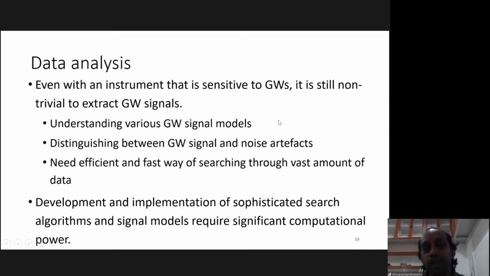For that, we have to understand what is the signal that we are looking at. So we need a good gravitational wave signal model, and we should also be able to distinguish between this gravitational signal and the noise artifacts. There are a lot of things that happen around the instrument that could also mimic a gravitational signal, so we should be able to identify and differentiate between actual gravitational signals and noise artifacts. We also need an efficient and fast way of doing this, because we cannot sit around and do this for many years. We need a fast output. So this requires the development and implementation of very sophisticated search algorithms and signal models, which requires significant computational power.